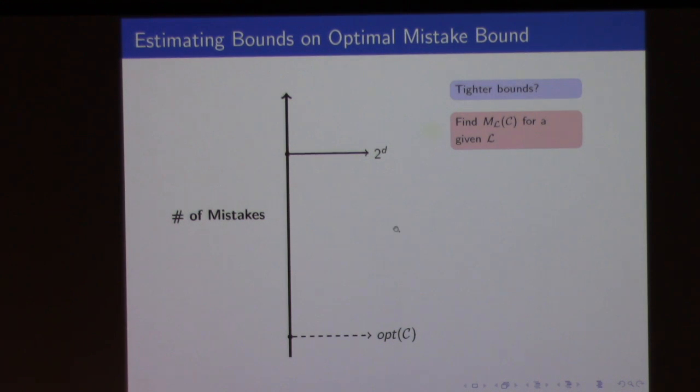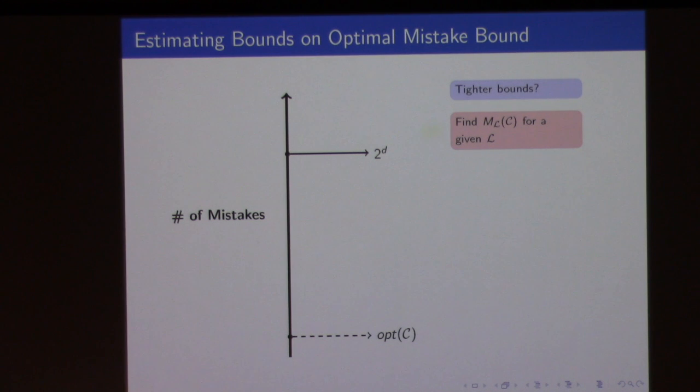So the strategy, if you want these tighter bounds, is to come up with an algorithm and then find this value for that algorithm, which is the worst case that this algorithm can do for any concept in this class. And that becomes an obvious bound, because this is basically the minimum you can do over all possible algorithms. So if you have an algorithm, then this will always be less than that, because that's how you define it.